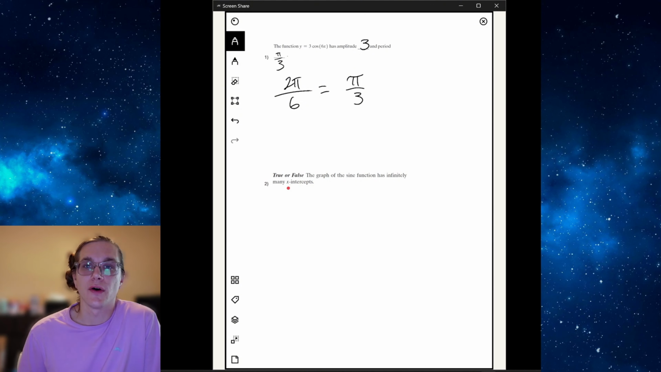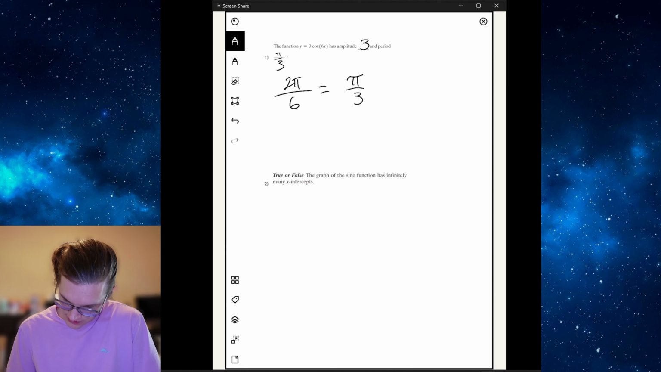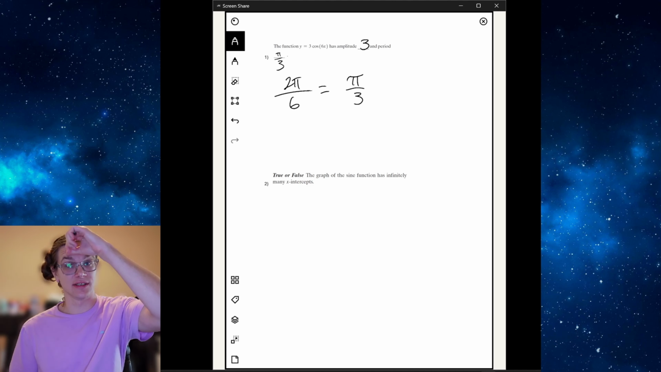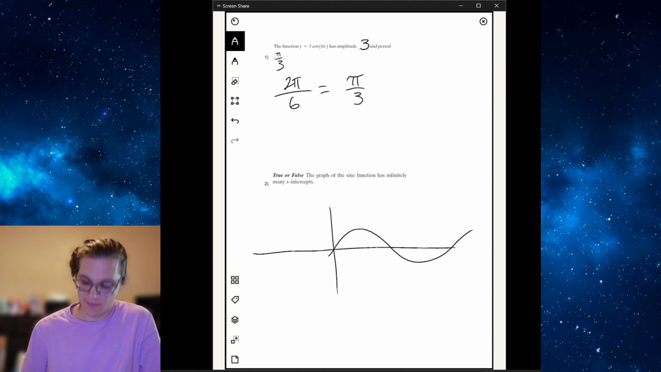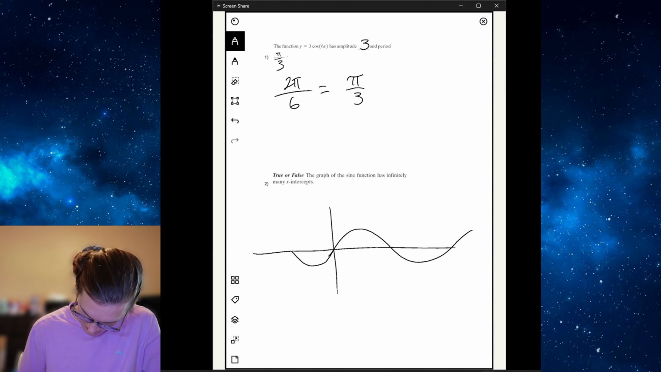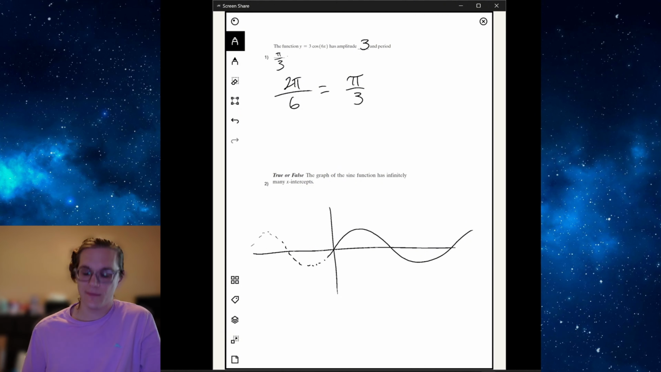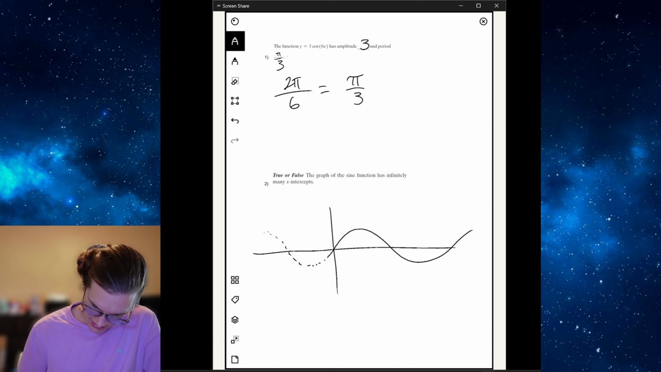A nice true or false question. These are fun to get things started off. The graph of the sine function has infinitely many x-intercepts. That's an interesting philosophical point they're making there. Luckily, I went over this many times when I gave examples, because I always do this, dot, dot, dot, this dot, dot, dot here that I add every time. It's just for my own sanity, right?